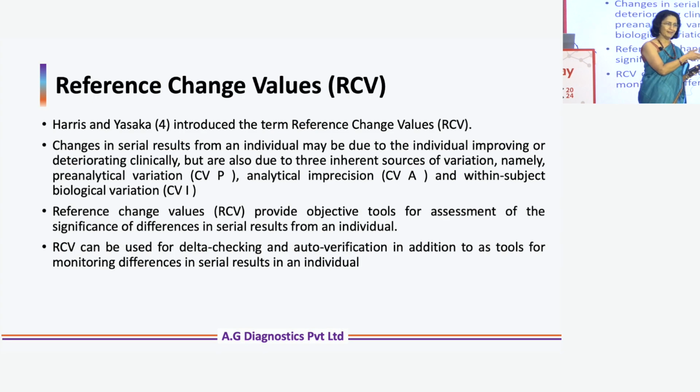Obviously, if the patient has bled or has had a surgery or has been put on iron, then it's a different thing. But if there is no clinical event which has happened, then the change between the two will be dependent on what? It will be dependent on the analytical imprecision and the biological variation. So, reference change values provide an objective tool for assessment of the significance of differences in serial results in individuals. So, RCV can be used for delta checking and auto verification in addition to being a tool for monitoring differences in serial results in an individual.